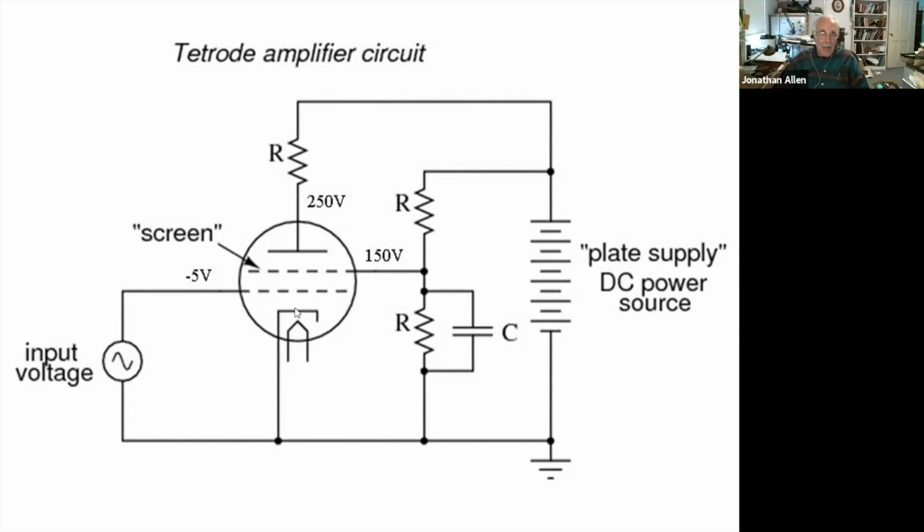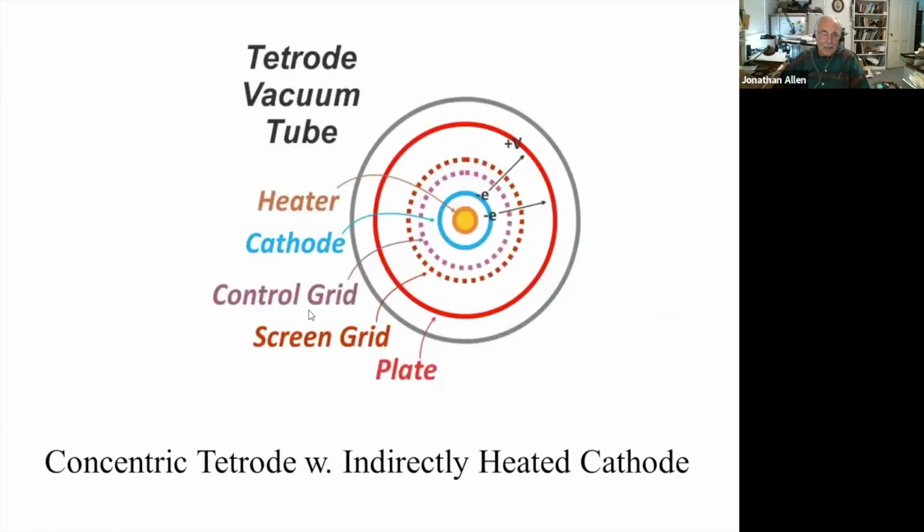Because with the cathode isolated, the AC doesn't get superimposed on the signal and cause 60-cycle hum. As with the triode, the tetrode was made concentric in practice. So the schematic shows it in line, but in practice it's concentric.